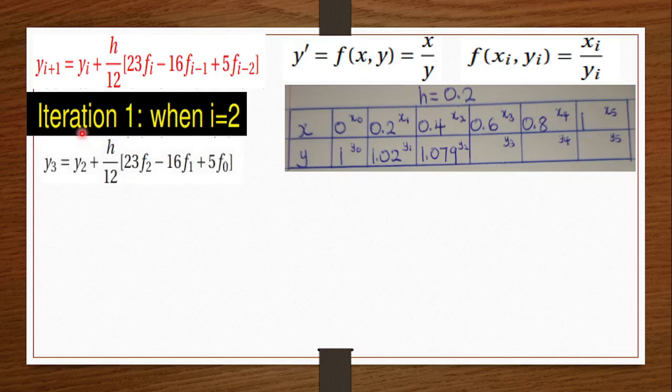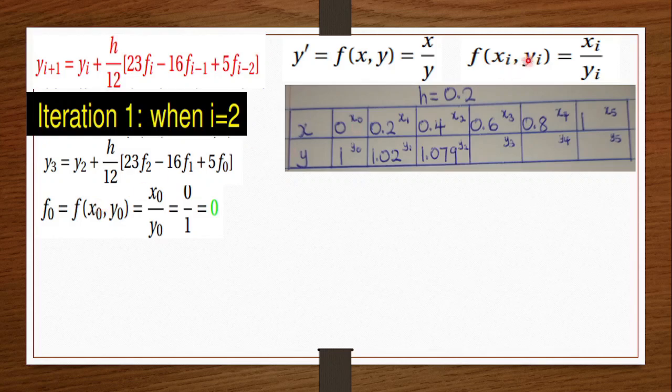So this is how our formula will look like. We are finding for y3. We already know for y0, y1, and y2. So for y3, this is our formula here. Now in our formula, we know the value for y2 from the table. We know y2 to be 1.079, but we don't know for f2, f1, and f0. We know h to be 0.2, so we have to find for f2, f1, and f0, right? So we start from f0. This is the formula for f0.